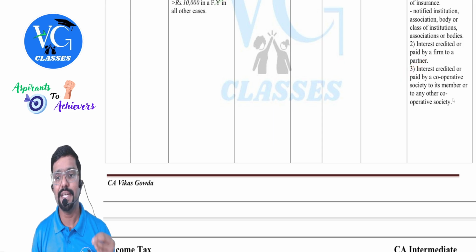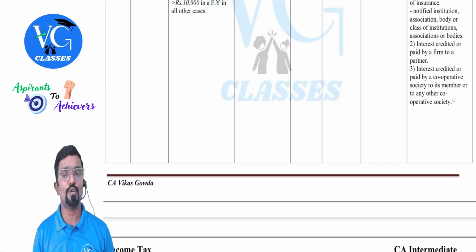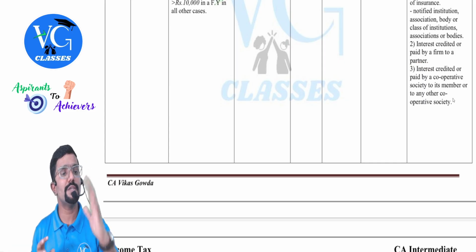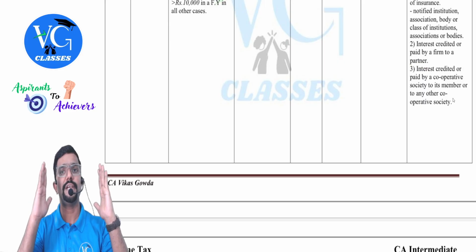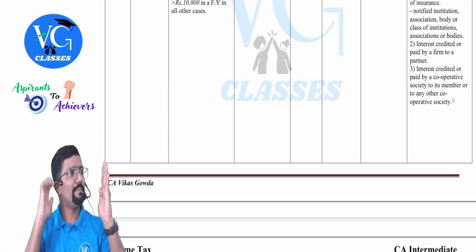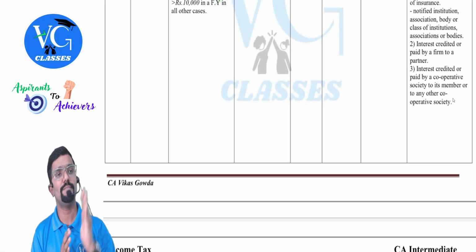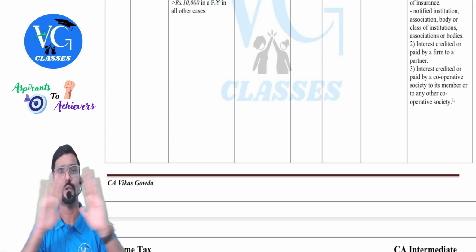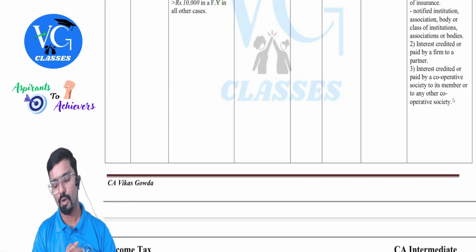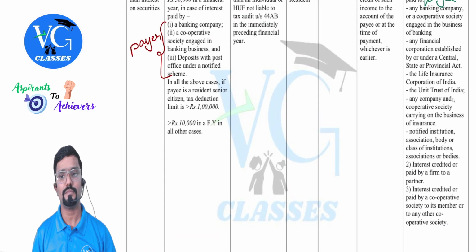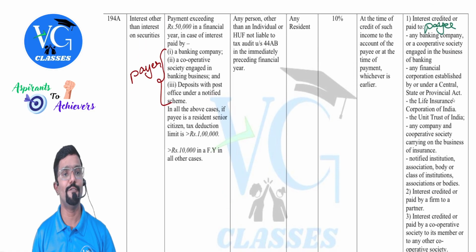Next, interest credited or paid by a cooperative society to its members or to any other cooperative society. One cooperative society paying interest to another cooperative society, should they deduct TDS? No. Cooperative society paying interest to their members, should they deduct TDS? No. So in simple, cooperative society paying interest to members or another cooperative society, no TDS. Okay. Done with 194A.